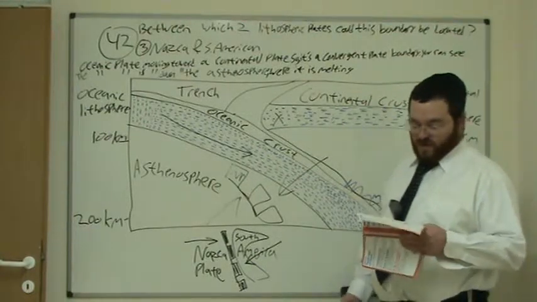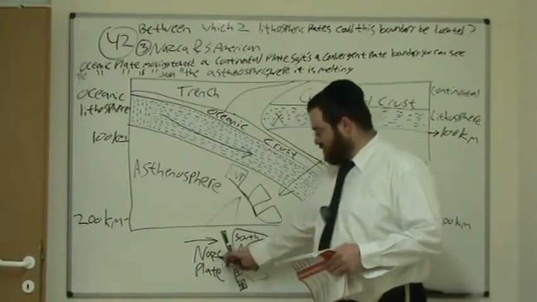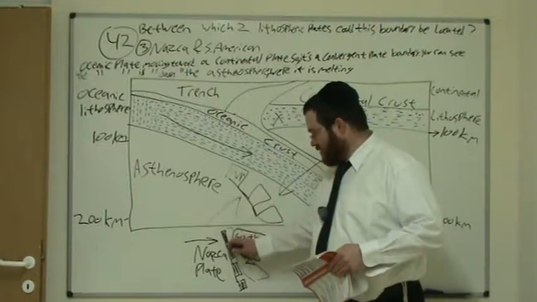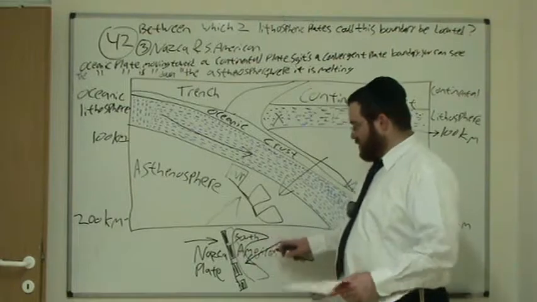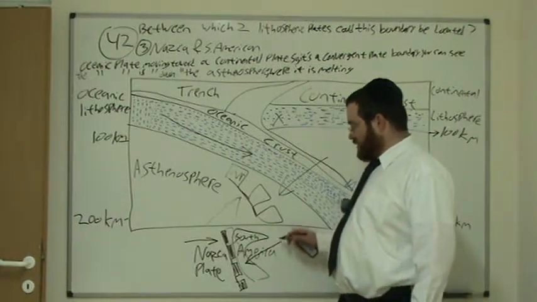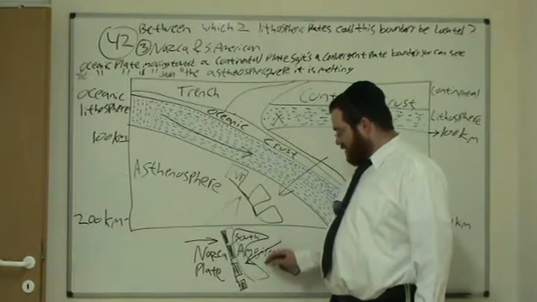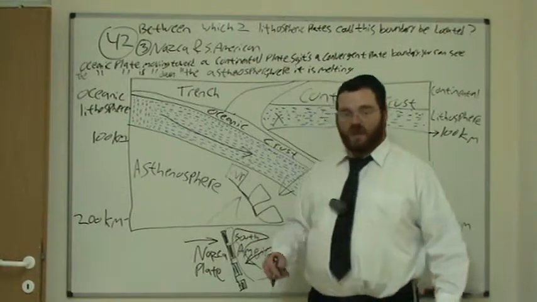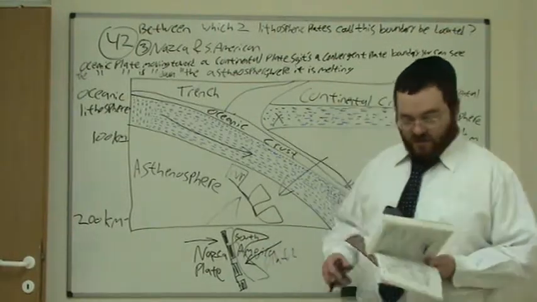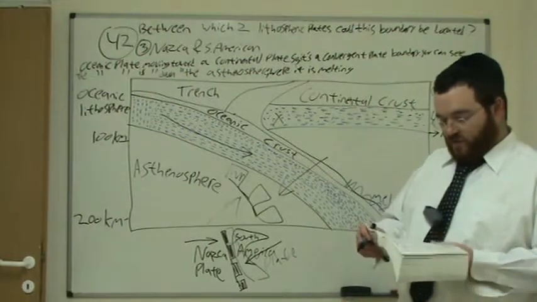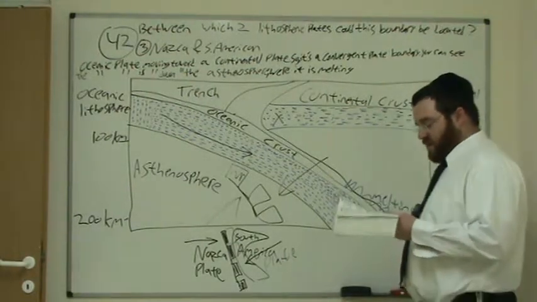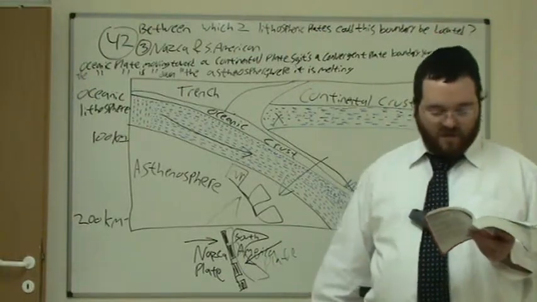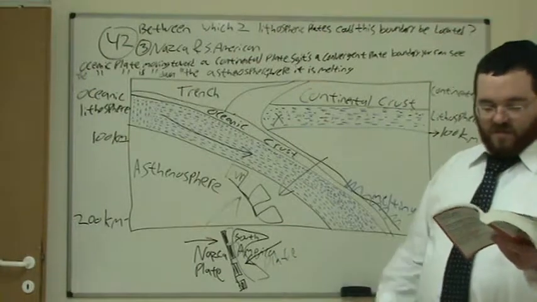So the only place where that happens is where you have the Nazca plate, and you have this line with these blocks sticking outwards towards South America, which means that the Nazca plate is going downwards while the South American plate, going towards it, must be going on top. So the correct answer to question 42, between which two lithospheric plates could this boundary be located, is answer 3, Nazca plate and South American plate.